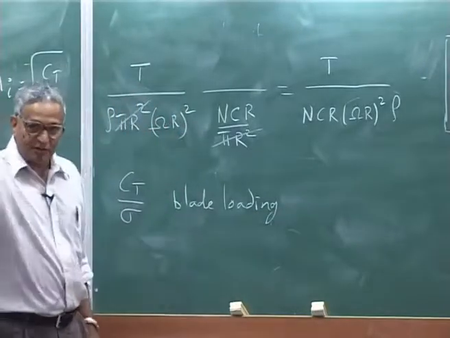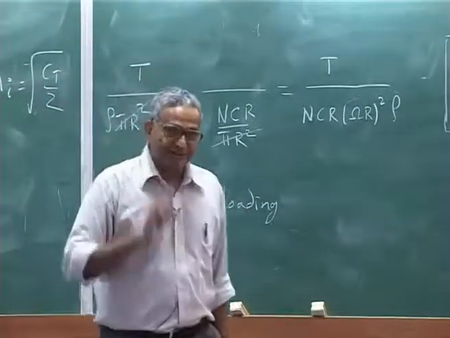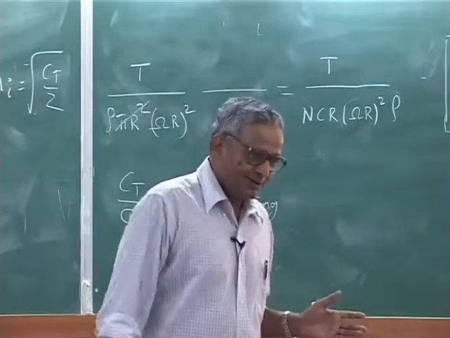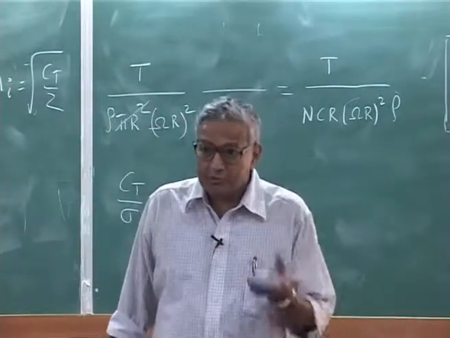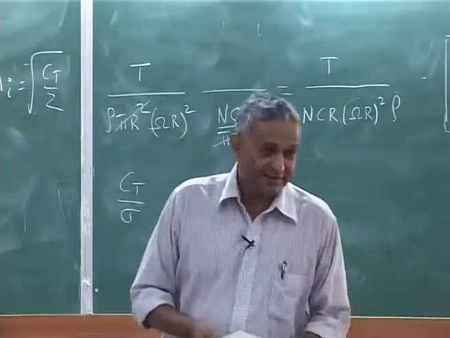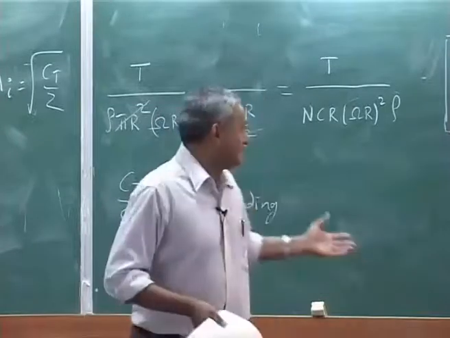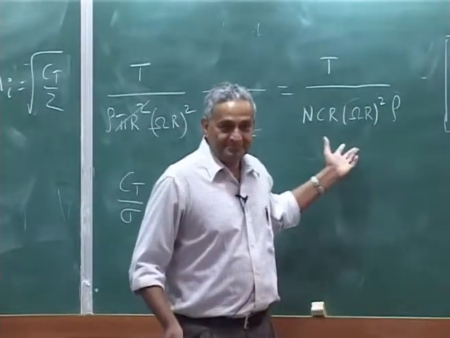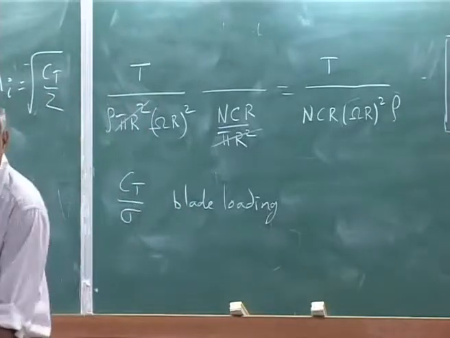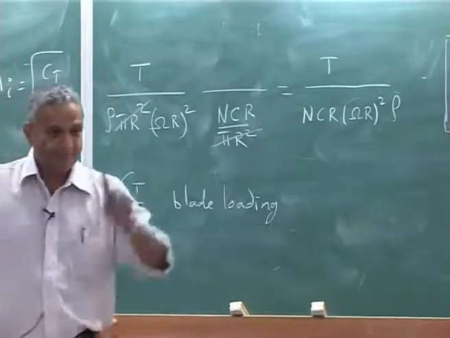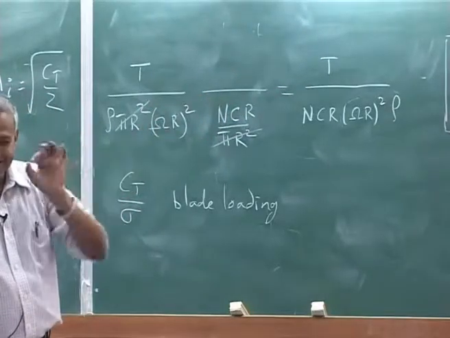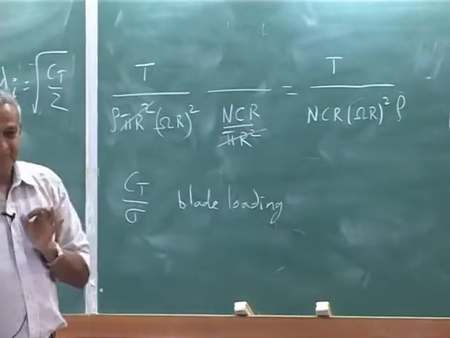You saw disc loading was T over A, then you saw power loading, now this is blade loading. It also tells you how much each blade lifts, how the load is shared by the blades. So, you see two non-dimensional parameters giving you the pitch angle of operation of the blade in hover, that is the critical thing.